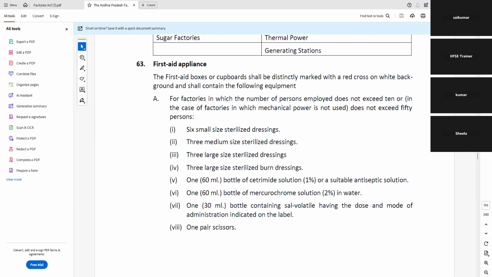Then with respect to the first aid appliances, the first aid boxes and cupboards shall be distinctly marked in red color on a white background and shall contain the following equipment. Sometimes we used to put green color with a white background, but as per the requirement, it has to be red color with a plus symbol saying first aid box, or in the language people will understand, along with the white color background.